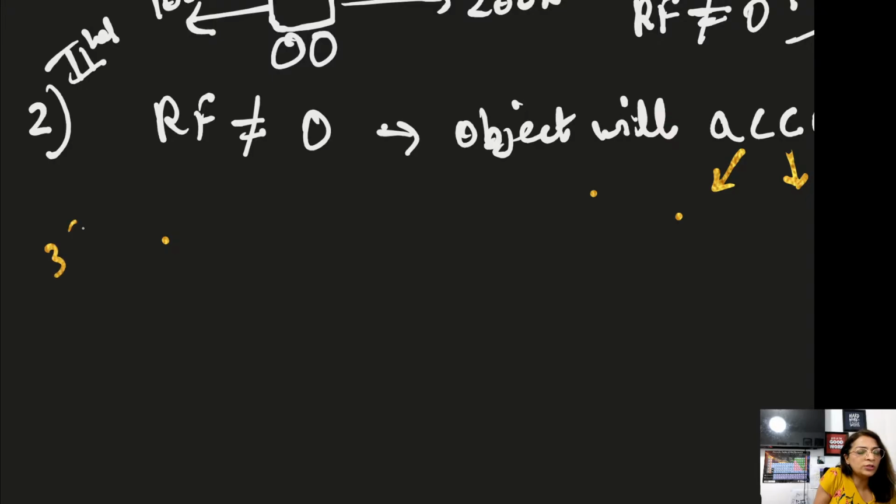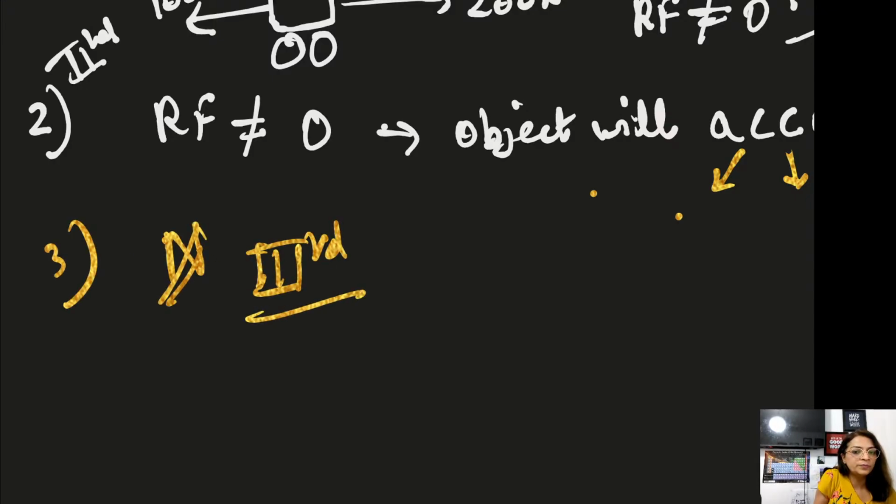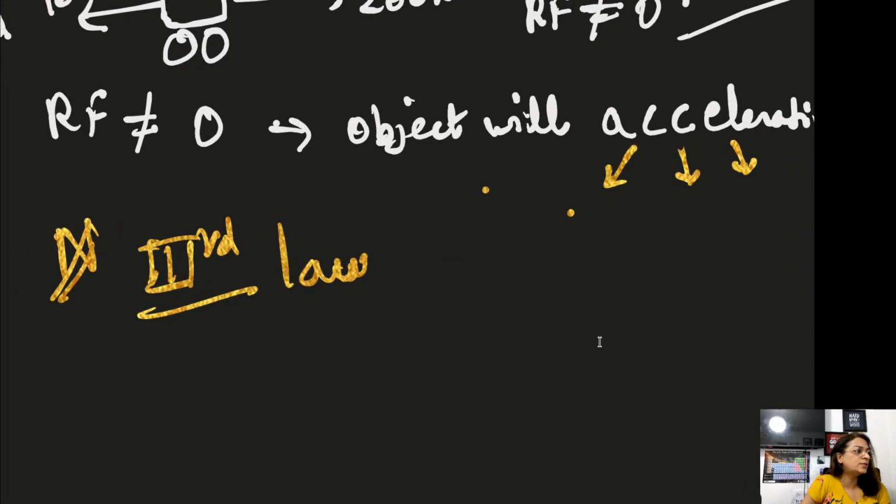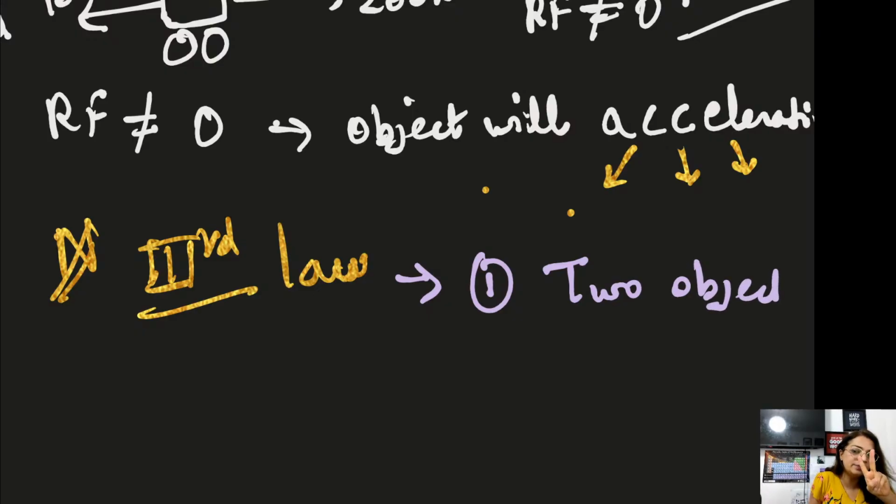What about Newton's third law? Tell me the third law. Let me see how many of you remember it. It is very commonly asked, and I don't know how many of you are able to apply it. When a force acts on an object, there is an equal and opposite reaction. No, Scarlett. Listen carefully, guys. For the third law, you need rule number 1: two objects are needed.